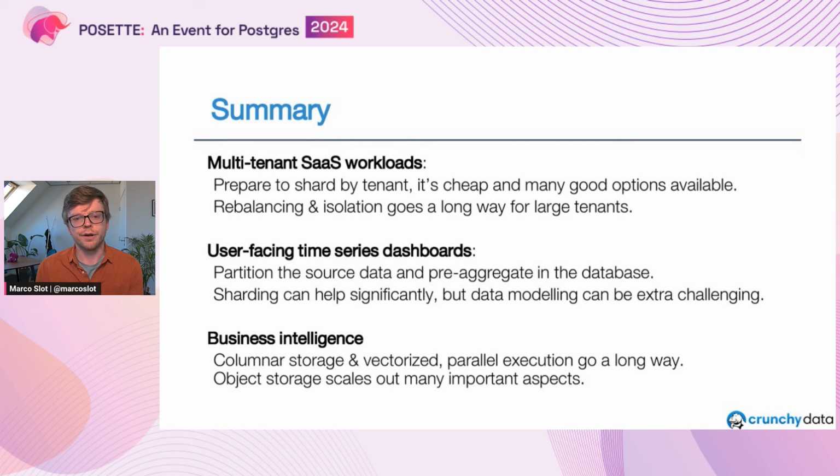And then finally, for business intelligence, columnar storage and vectorized execution, even on a single server, go a really long way, especially if you're using it in combination with object storage, such that data loading and extracting happens outside of the database. I've personally worked on especially the first 2 problems a lot over the last 10 years with Citus, and now I'm more focused on the third problem, which is also very interesting. And eventually, Postgres is going to get better at all of these.